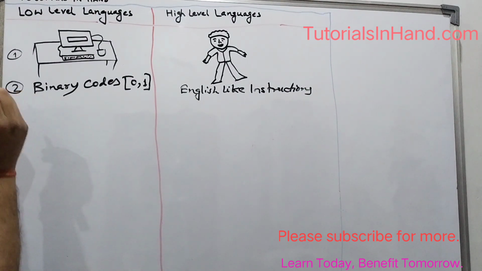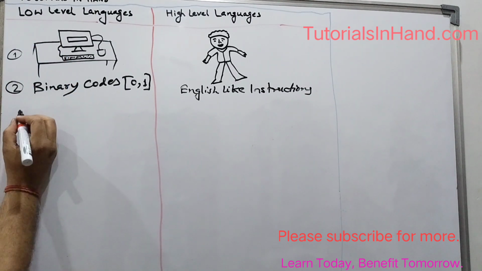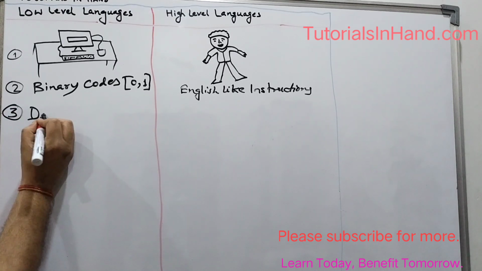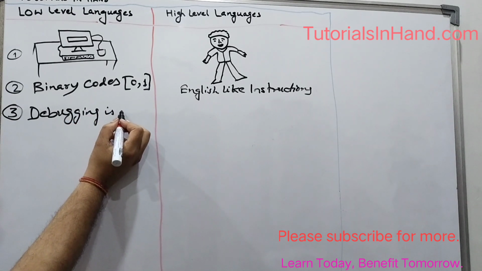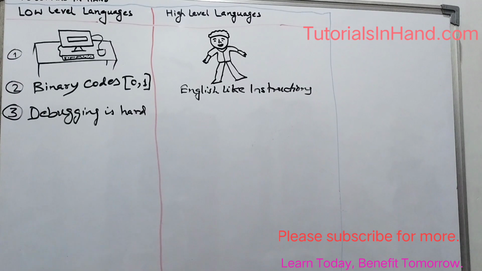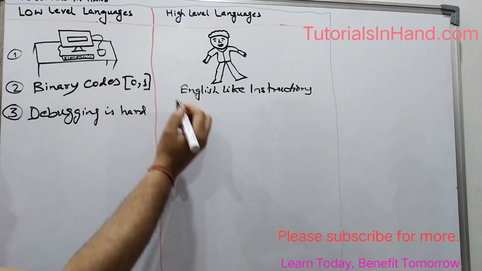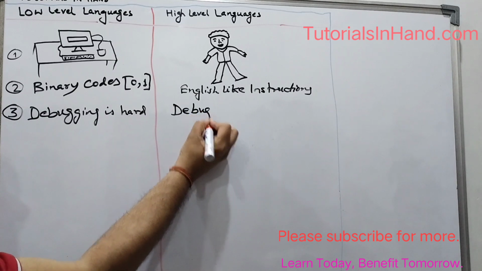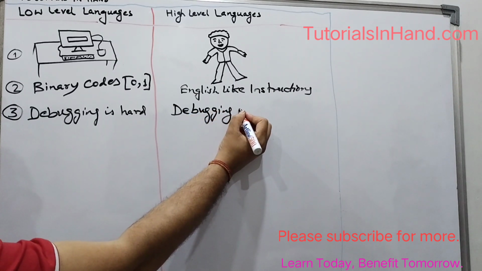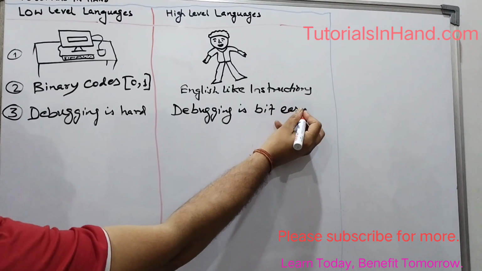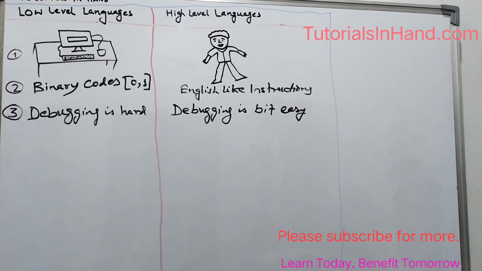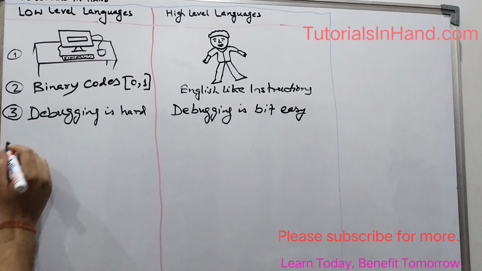Now, debugging low level languages is a bit complicated. Debugging is, you can say, hard, tough, or complicated, whatever you want to write. So debugging low level languages is a bit complicated when compared to high level languages, and debugging high level languages is a bit easy in comparison to low level languages, right? So this gives us the third difference.